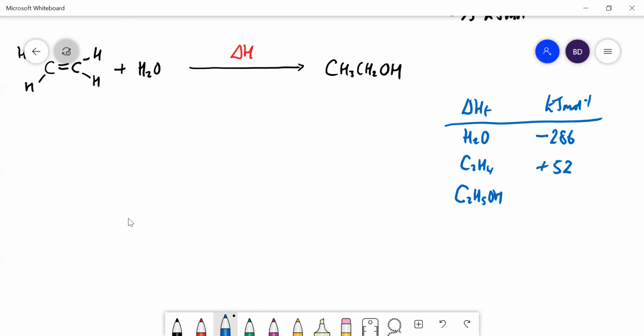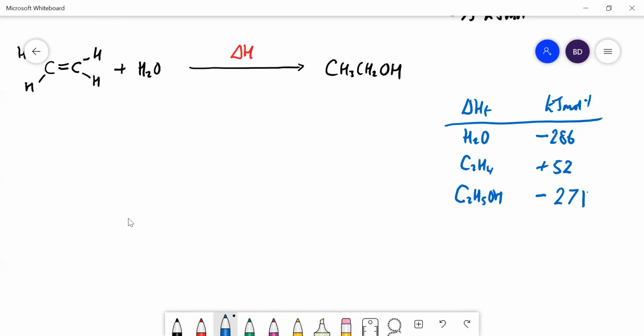That's interesting. If you've started your organic chemistry yet, ethene is not that stable because it's got that double bond in it where all the electrons are squashed in there. 4 electrons squashed into a small space. It's not that stable. And then we've got ethanol, which is exothermic, minus 271 kilojoules per mole.